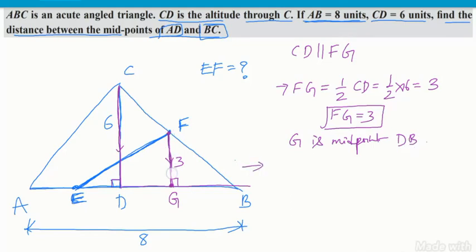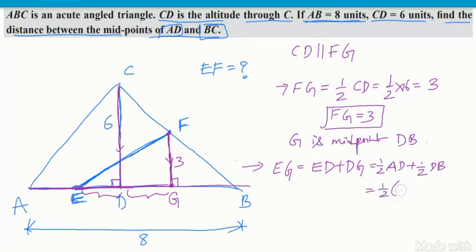So I have FG. Now I am going to find EG. EG is equal to this length plus this length. So ED plus DG. ED is nothing but half of this total length, so half of AD, plus DG is nothing but half of the total length, so half of DB. Now if you take half common, AD plus DB is nothing but AB. AD plus DB is the total length AB.